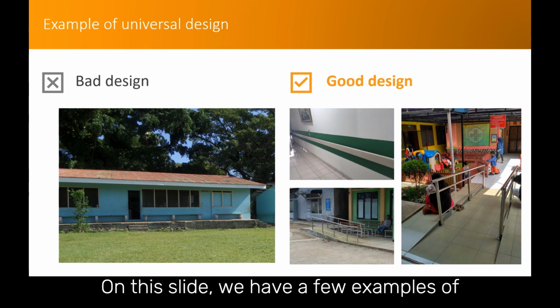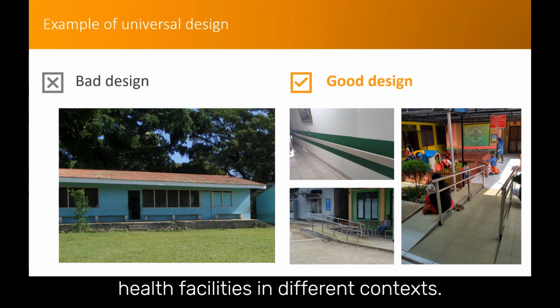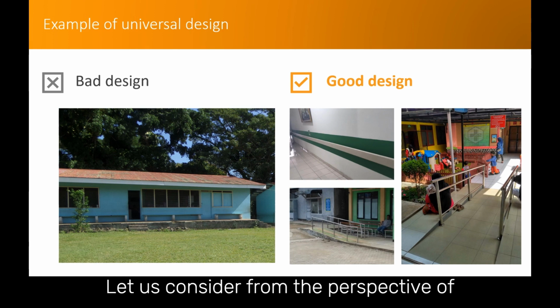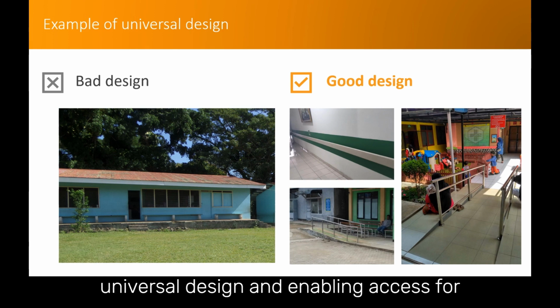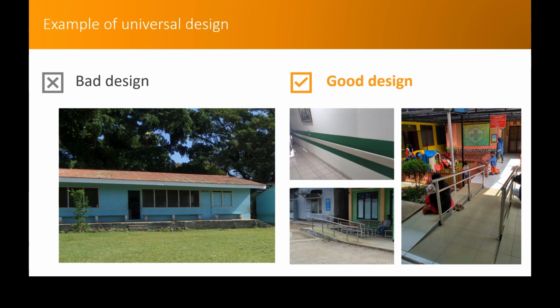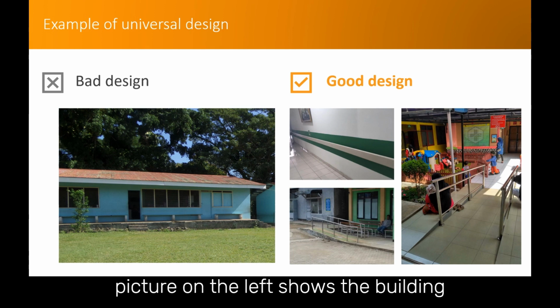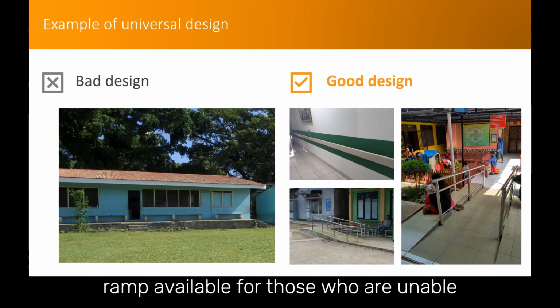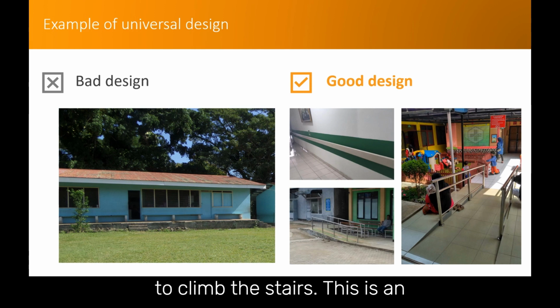On this slide, we have a few examples of health facilities in different contexts. Let us consider from the perspective of universal design and enabling access for all. The picture on the left shows a building with steps leading to the entrance. However, there does not appear to be a ramp available for those who are unable to climb the stairs. This is an example of poor design.